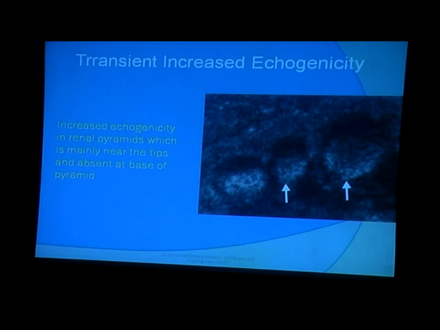Let us just see the pictures. Now you can see here, there is increased echogenicity. Can you identify? The tip only, this part is normal. These are all pictures with a high frequency probe. That is why you can see it so well. And you can see the tips look bright. So whenever there is a transient increase in echogenicity, mainly the tips may be involved. And you may see bright looking areas.